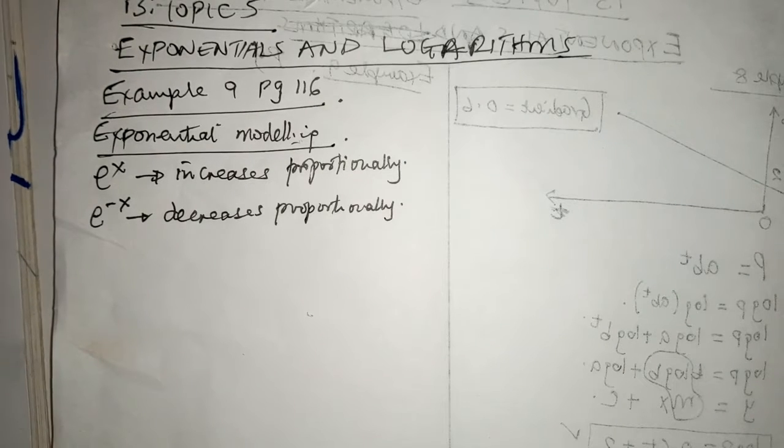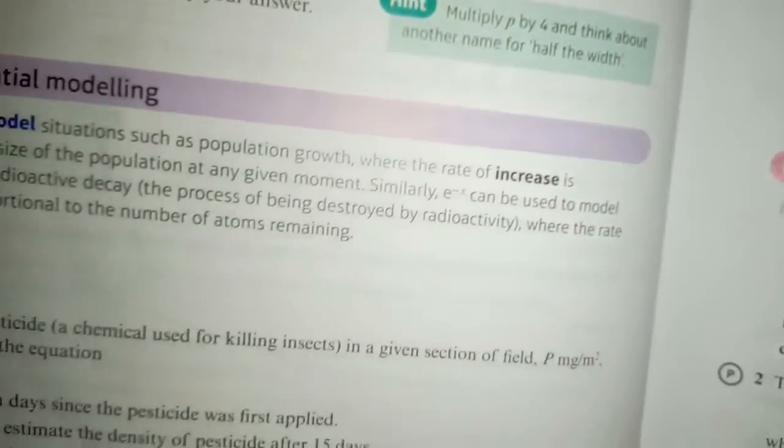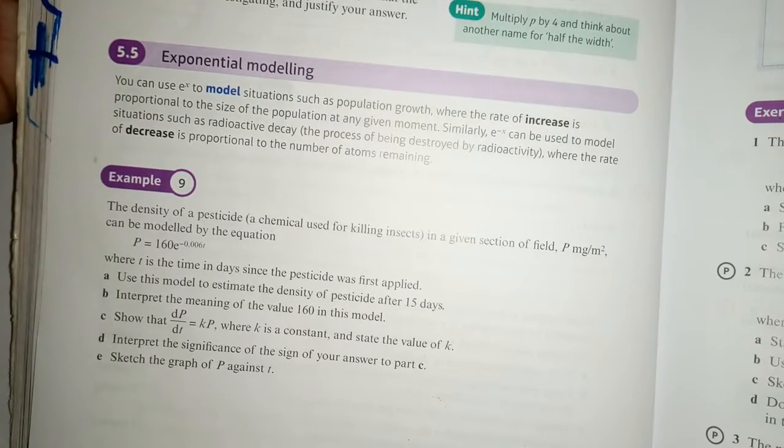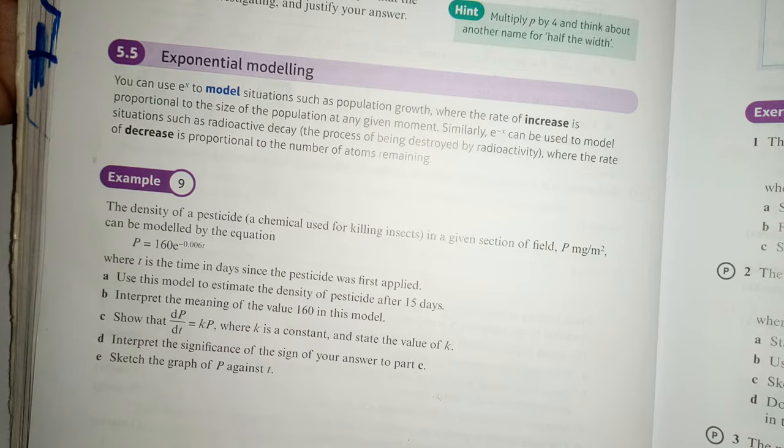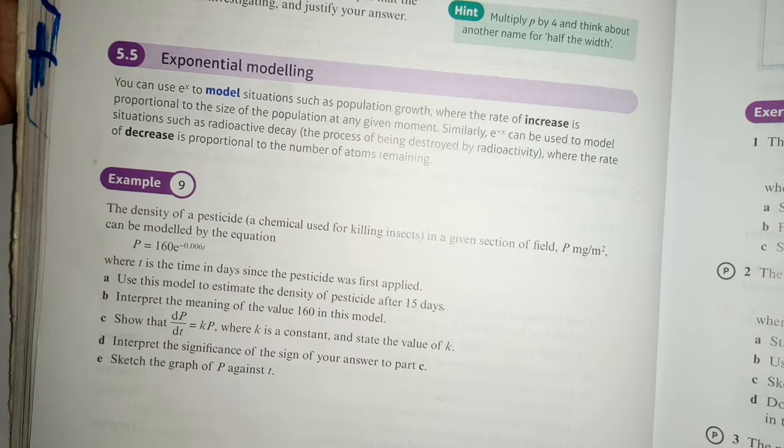With that, let us understand question number 9. We need to understand that the density of a pesticide, a chemical used for killing insects, in a given section of field, P milligrams per meter square, can be modeled by the equation P equals 160 e raised to power negative 0.006 t, where t is the time in days since the pesticide was first applied.